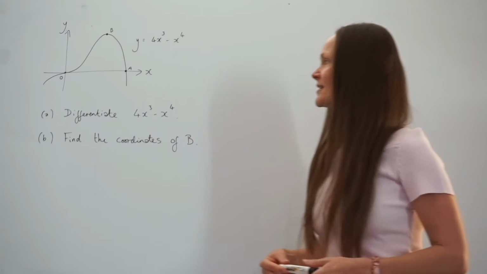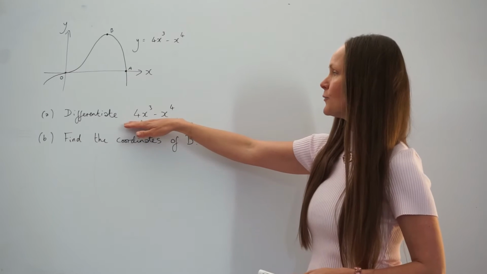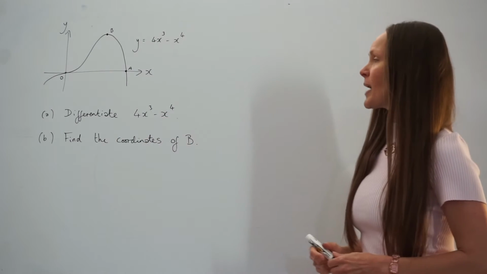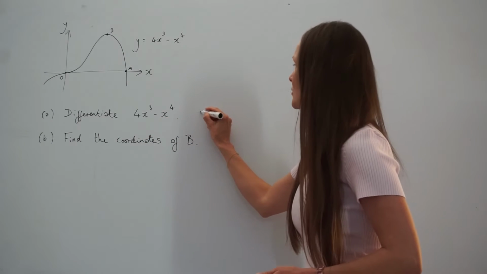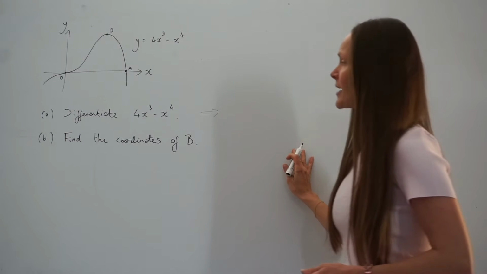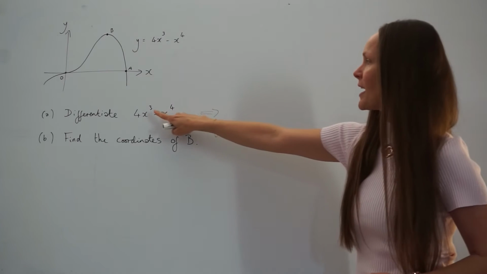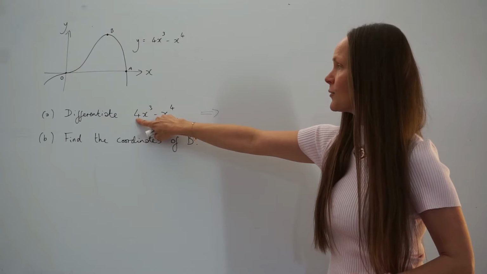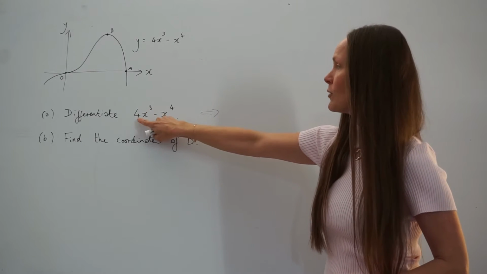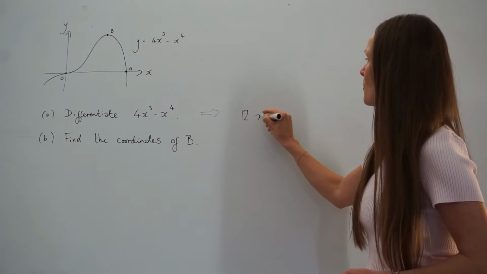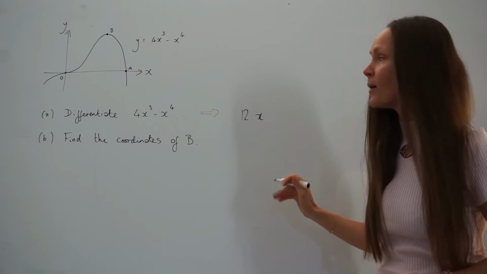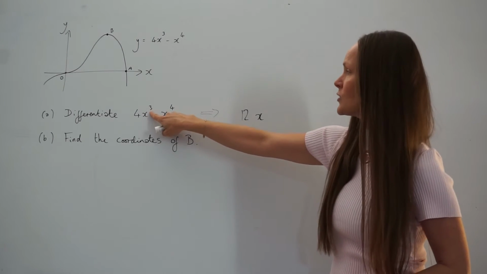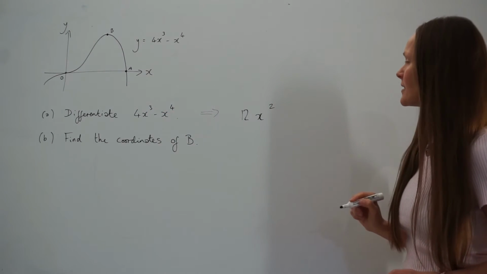In part A of this exam question, we have to differentiate 4x cubed minus x to the power of 4. So remember, when you're differentiating, you take the power on the x, so here we have 3, and you multiply this power by the number at the front. So 3 multiplied by 4 is 12, and remember the power on the x decreases by 1. So 3 take away 1 is 2, so we have 12x squared.